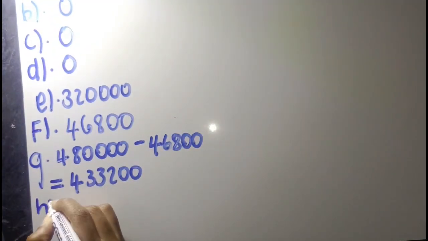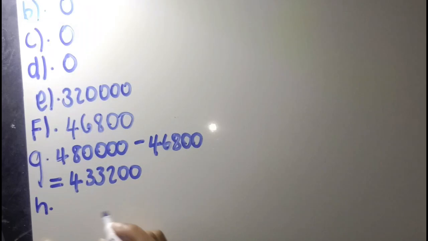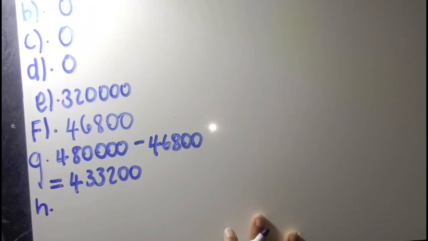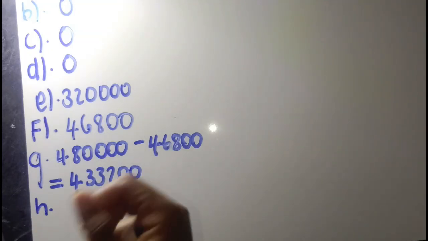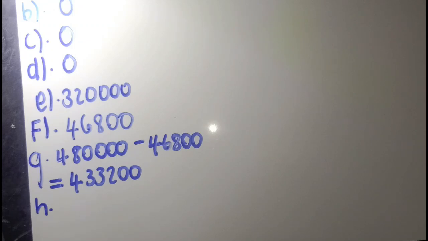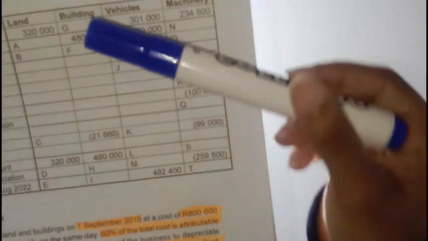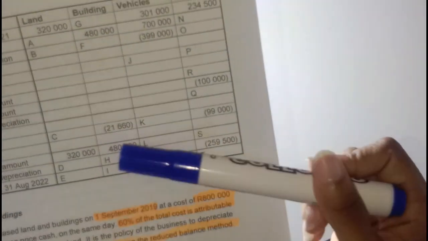Right now, the next one, they're asking for H. Yeah, they're asking for H, and your H is your accumulated depreciation for the year. So for accumulated depreciation, you take your accumulated depreciation at the beginning, you add your depreciation of the year, and then you get your accumulated depreciation at the end. If there's disposal, you'll obviously have to subtract that, but in this case, we don't have disposal. So you're just going to take the accumulated depreciation plus this, and you get your H.